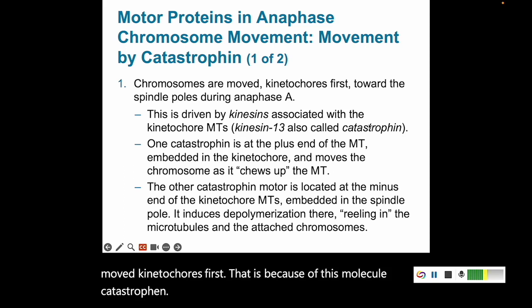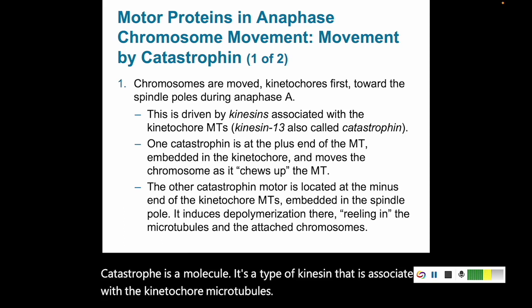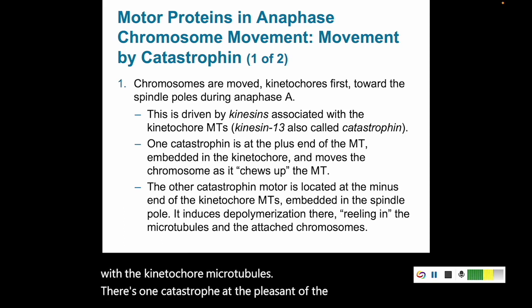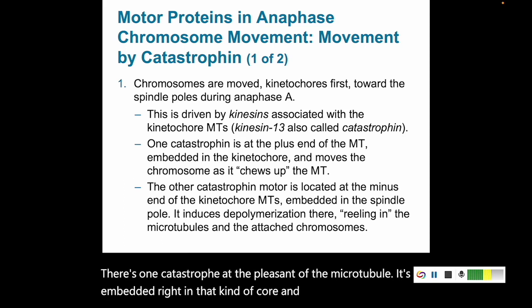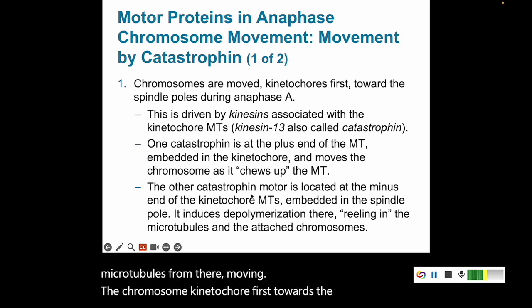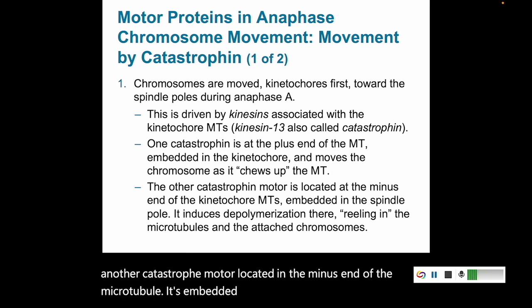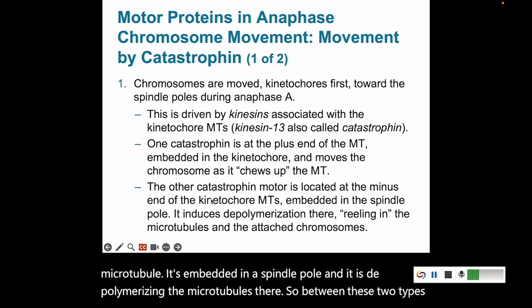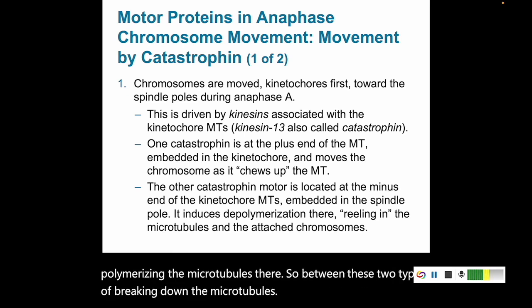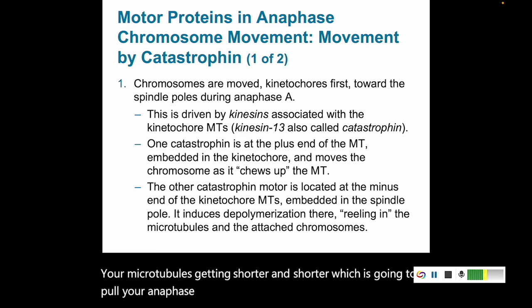Catastrophin is a type of kinesin that is associated with the kinetochore microtubules. There's one catastrophin at the plus end of the microtubule. It's embedded right in that kinetochore, and it's going to chew up the microtubules from there, moving the chromosome kinetochore first towards the pole. There's another catastrophin motor located at the minus end of the microtubule. It's embedded in a spindle pole, and it is depolymerizing the microtubules there. So between these two types of breaking down the microtubules, your microtubules get shorter and shorter, which is going to pull your anaphase chromosome toward the poles.